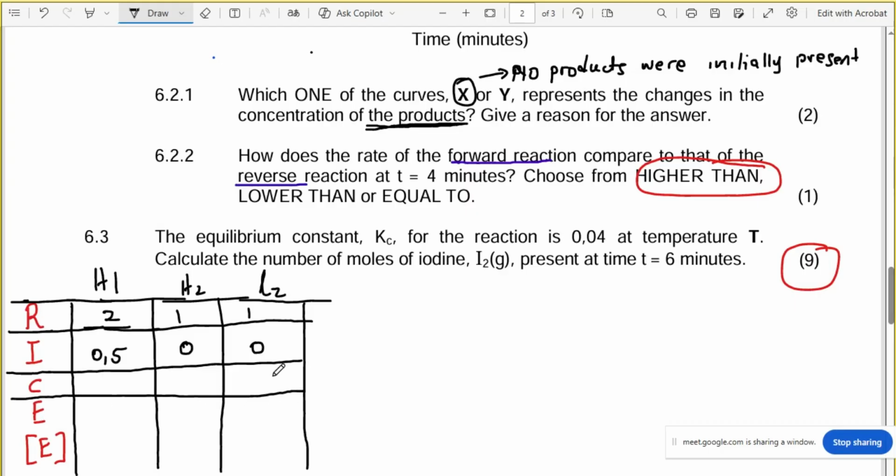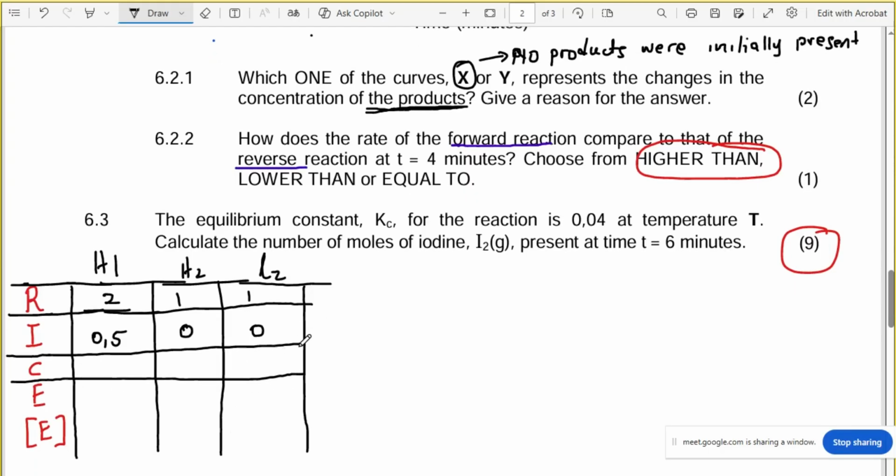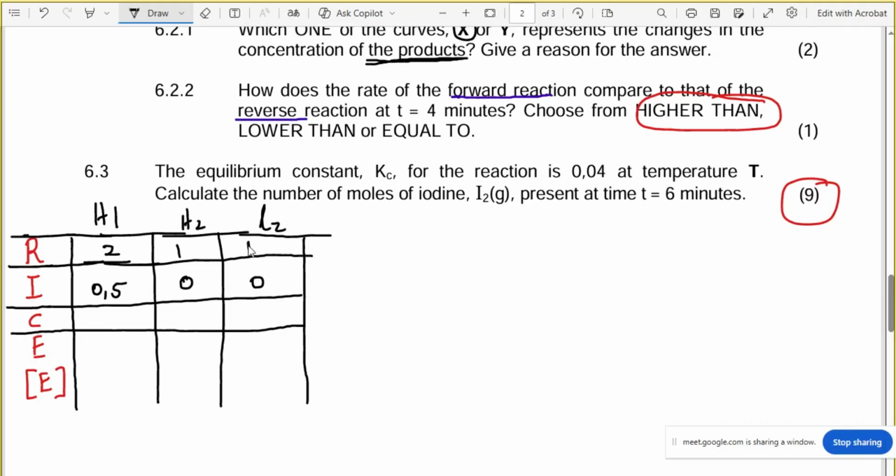Okay? So now the next column, you look at the ratio. We are looking for the number of moles. They say Kc for the reaction is 0.4, and then calculate the number of moles. If you are looking for the number of moles, you take your ratios and multiply them by x. It's 1 times x, that's x. 1 times x, that's x. 2 times x, that's 2x. You only do this if you are looking for the number of moles.